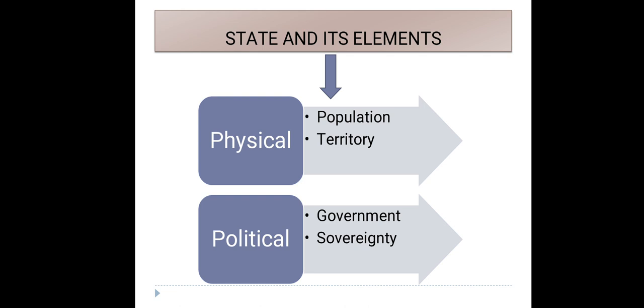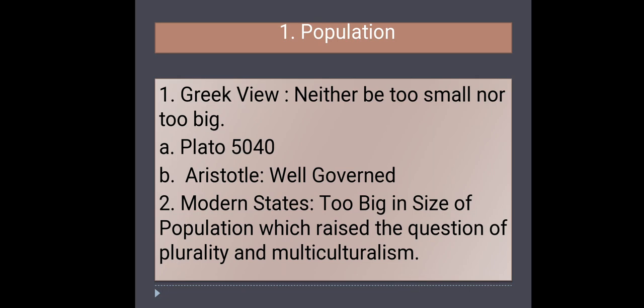These four elements, as you are watching, are categorized into two. The first two are the physical elements and the second two are the political elements. Now we'll be discussing them one by one. First, I'll be dealing with population. One of the basic requirements for a landmass to be called a state is a population.